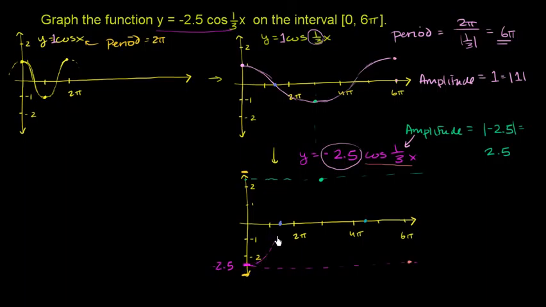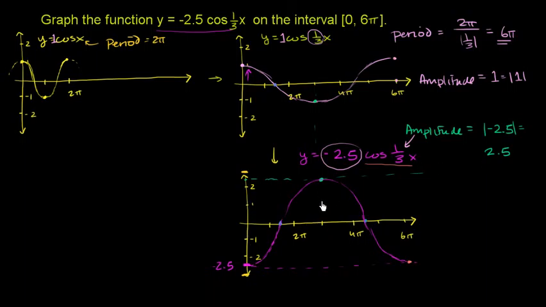I can draw it as a solid line. So it will look like that. So you saw what happened. By putting this 1/3 here, it stretched out the graph. It increased the period by a factor of 3. And then multiplying it by negative 2.5, if you just multiplied by 2.5, you would just kind of multiply that out a little bit. But now it's a negative. So not only do you increase the amplitude, but you flip it over.